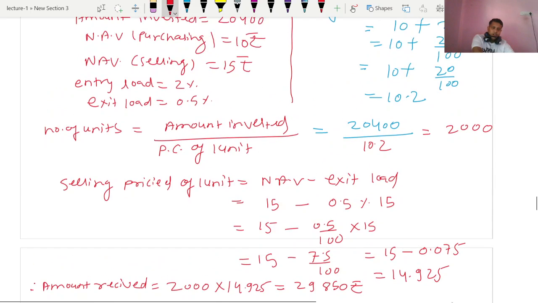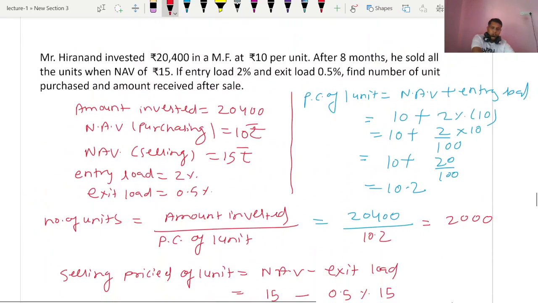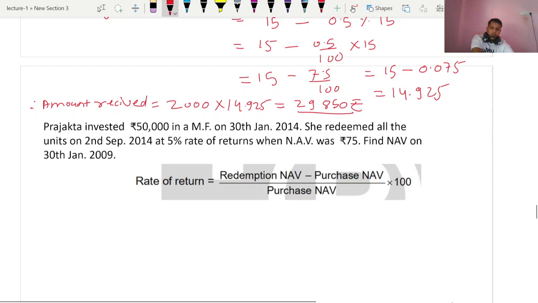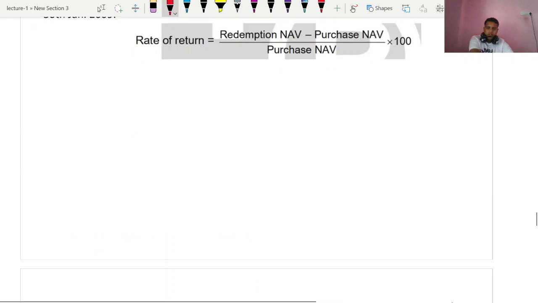And if you want to find out gain, then what you have to do is amount received minus amount invested. So amount invested is 20,400. Amount received is 29,850. You want to find out gain, just do amount received minus amount invested. You will get something nice. Fine. So this will be the last question.